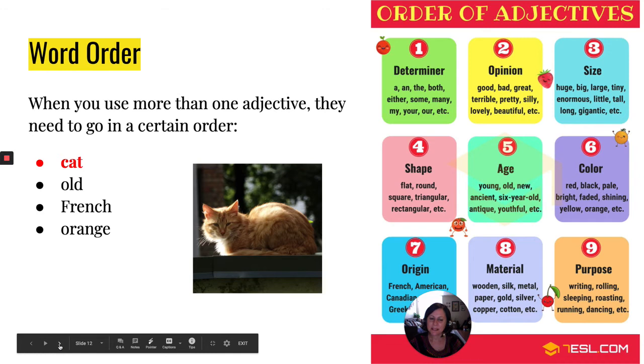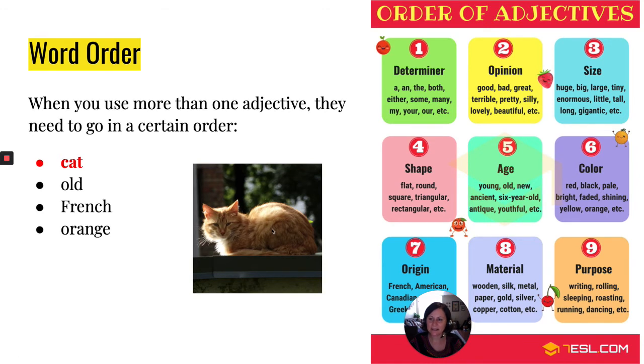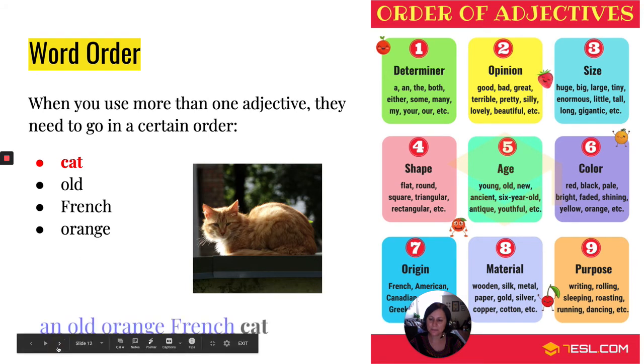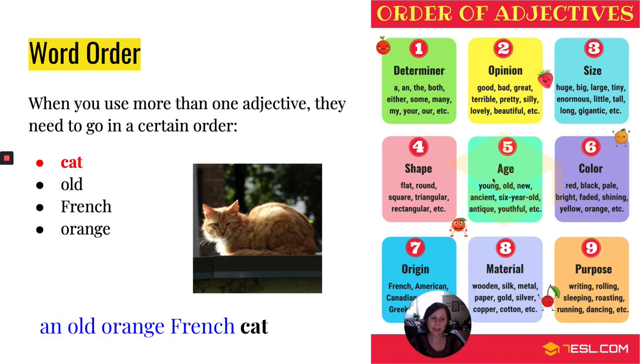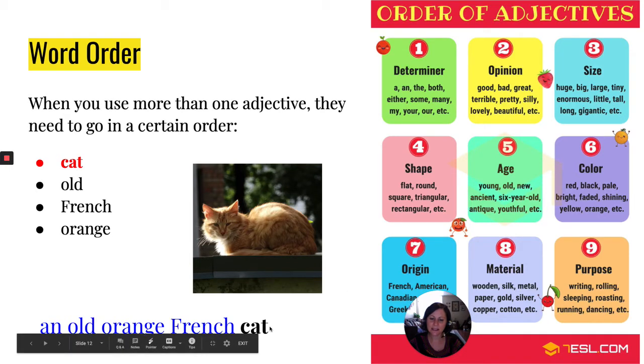Let's practice again. So here's a cat. It's old, it's French, and orange. What would be the order? An old orange French cat. We have the age, old, the color, orange, the origin, French, and then finally the noun.